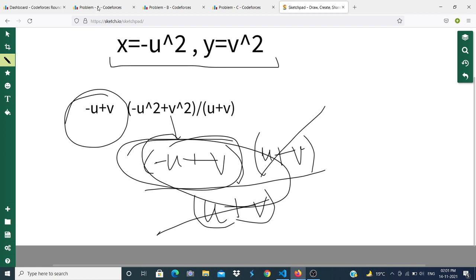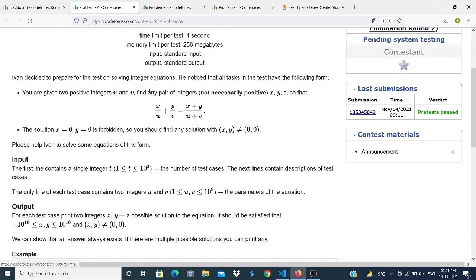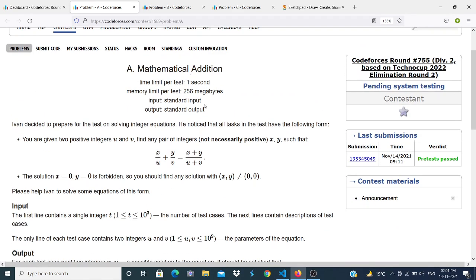So that was all about problem A. It was kind of easy, right? Obviously it's problem A, so it's easy.